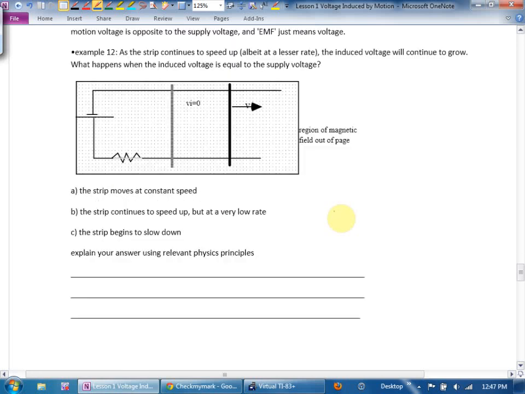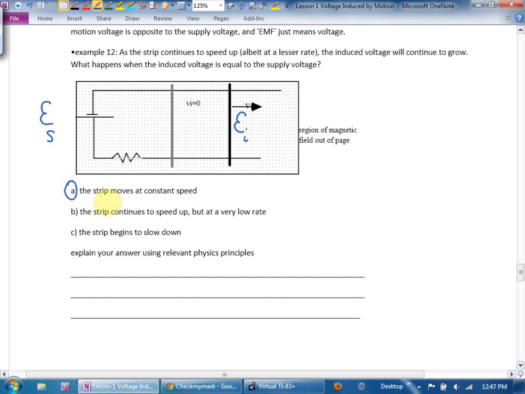So, as this strip continues to speed up, although it's accelerating slower and slower, so it's not speeding up as fast, the induced voltage will continue to grow. What happens when the induced voltage is equal to the supply voltage? Remember what we talked about? A, B, or C. You hit a constant speed.